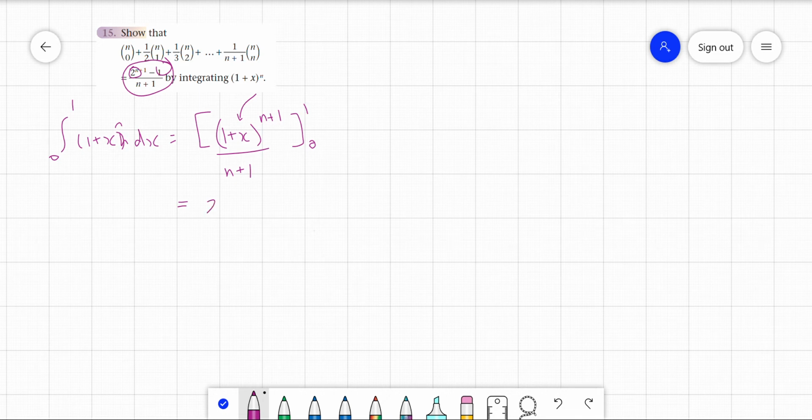So again, when I sub 1 in, I get 2 to the power of n + 1, minus when I sub 0 in, I get 1 + 0, so that's just 1 to whatever power, still 1, all on n + 1. So when I integrate the (1 + x)^n in that format, that's what I get.